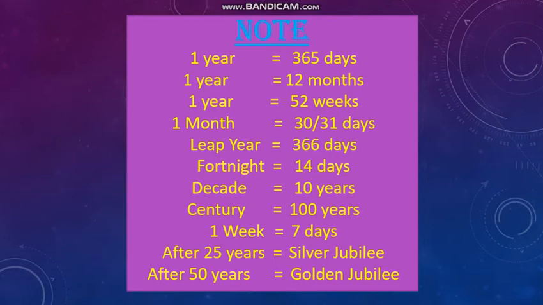Children, do you know how we can find out a leap year? Yes, it is very simple. We divide the last two digits of a year by 4. If the remainder is 0, then it is a leap year.